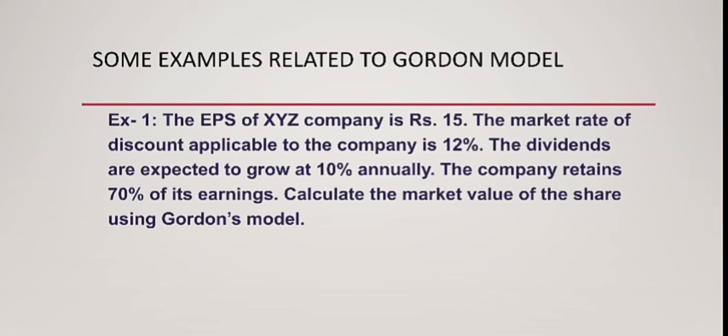So here, first of all, we just have to look at what values are given in the question, what type of values are given in the question. First of all, earning per share is given, that is rupees 15. Then the market rate of discount applicable to companies is 12%, and dividends are expected to grow, that means G, the growth rate, is given as 10%, and the company's retention ratio is 70%. So we have to calculate the market value of share using the Gordon model.